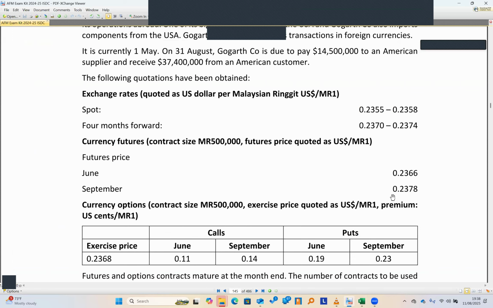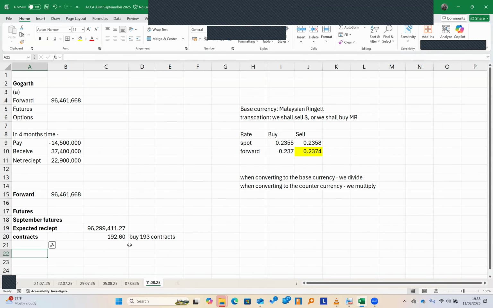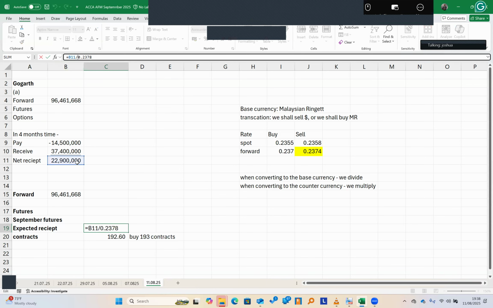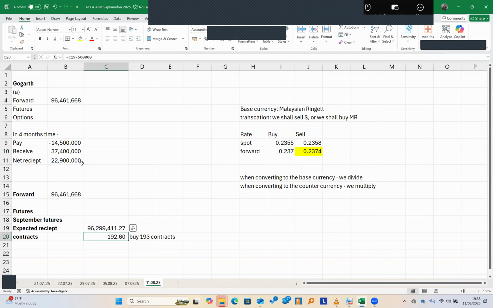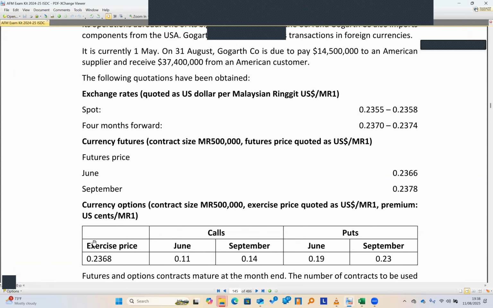The value of the September future is 0.2378. The currency future prices. So means that if we are to use that as a conversion factor for this $22.9 million that we are receiving, that is equivalent to 96 point about 299 million Malaysian ringgits. So we are converting the receipt into the currency of the contract size, so that we can know how many contracts we need. Okay. Yeah.